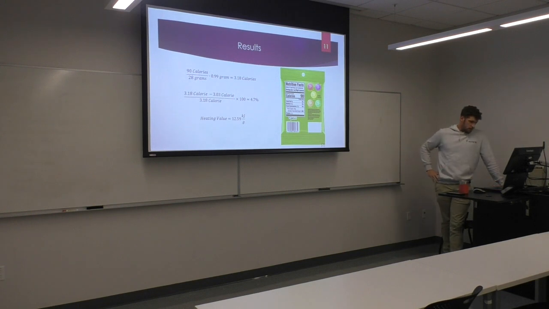So then when you look at your bag of Skittles, you see that it's 90 calories per 28 grams, and then we had a 0.99 gram sample of gummy Skittle ourselves that we combusted. So it should have been 3.18 calories. We got 3.03, which is about 4.7% error, but that's actually okay within the industry standard, so they can get away with that.